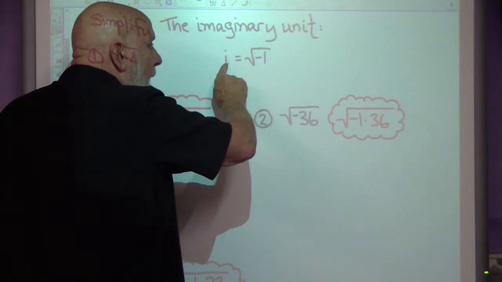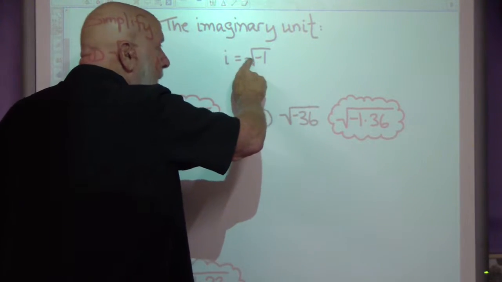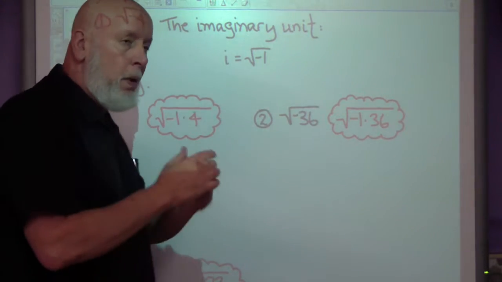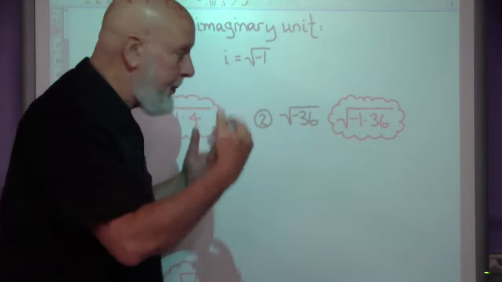Wherever we see an i, we know it's the square root of negative 1. Wherever I see the square root of negative 1, I'm going to call it i. Otherwise, we're going to treat everything just the way we always have. But when we see the square root of negative 1, it's going to be i. Here we go.